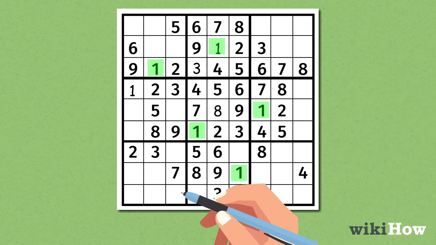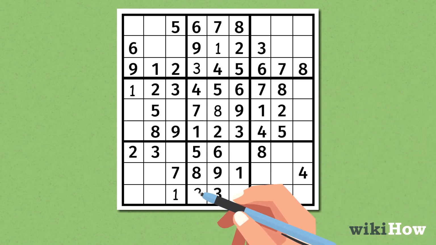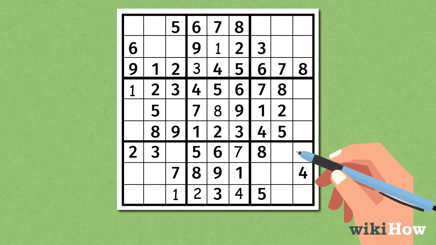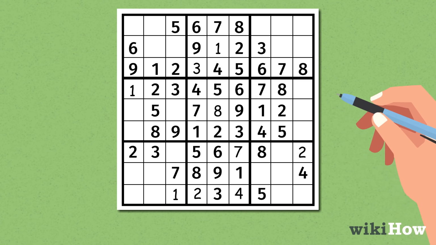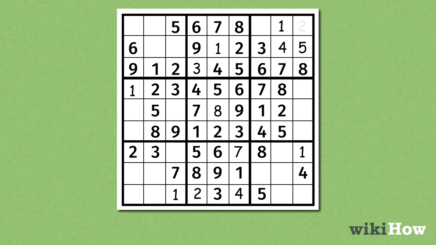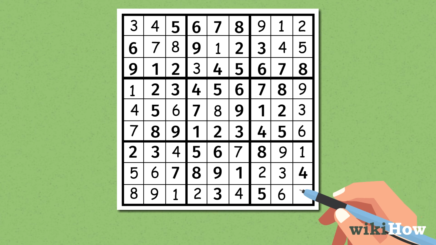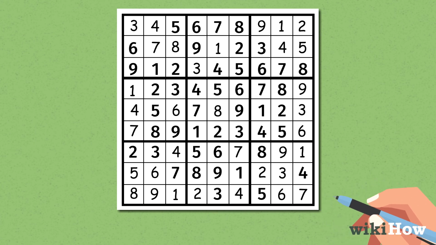Every Sudoku has one solution, so double-check by making sure each column, row, and square contains the numbers 1 through 9 with no duplicates or omissions. Continue using logic and deduction until you have filled in all of the empty squares. Once you've filled in all the squares with the correct numbers, you win the game.